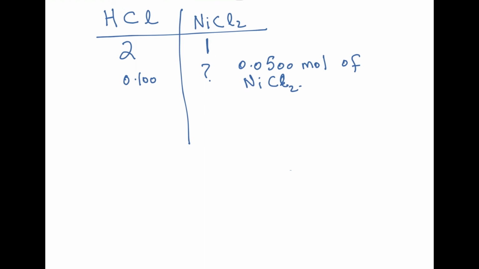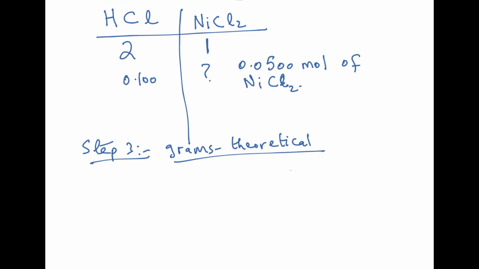Now, another thing that you need to remember is that the theoretical yield of any product should always be in grams. Theoretical yield should be in grams. You need to remember that. So if it is moles, then you need to convert it to grams by using this formula.